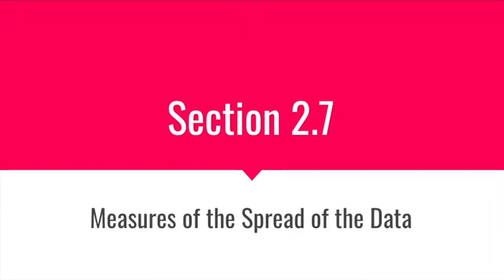In section 2.7, we're going to talk about measures of the spread of the data. The technical term for that would be the measures of variation of the data. So basically, do we have data that all tends to be pretty close to the mean, or is our data all spread out? So we have some values that are close, some values that are far away. That's how much variation is in the data.